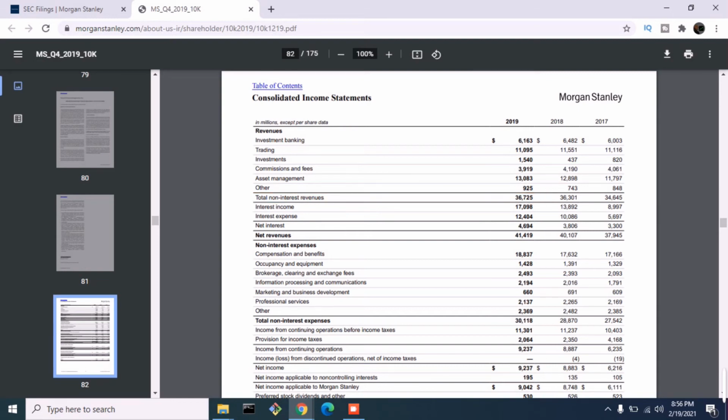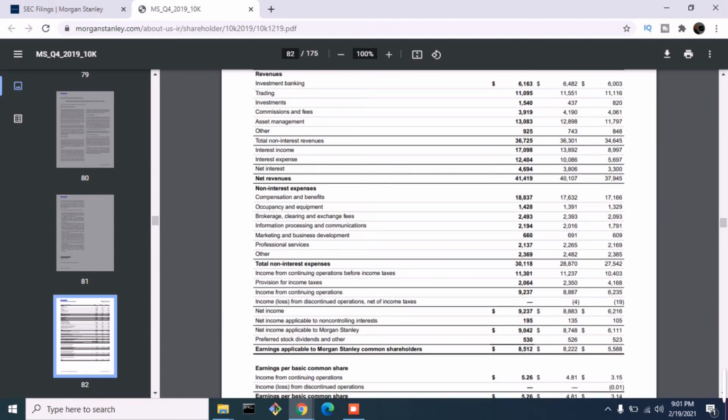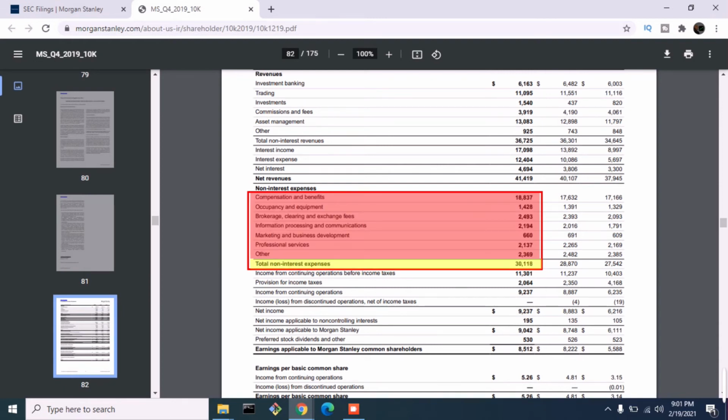But Morgan Stanley also earns revenue from interest income. So when you take the interest income and you subtract out the interest expense, you get the net interest, which is $4.6 billion. And then when you add the net interest plus the total non-interest revenues, that's how you get the net revenue. And then next we have Morgan Stanley's total non-interest expenses, which amount to $30.1 billion. And that's all of these added together.